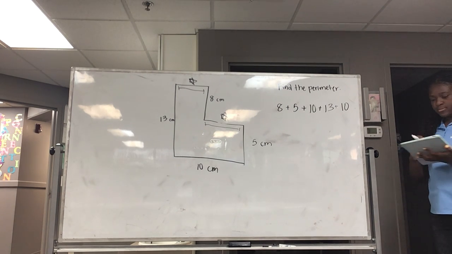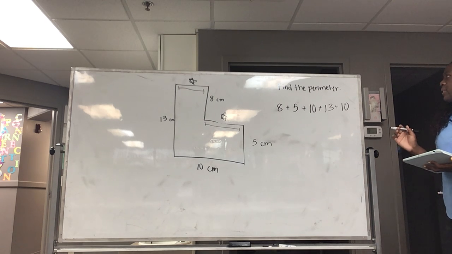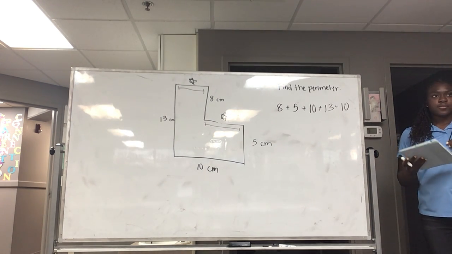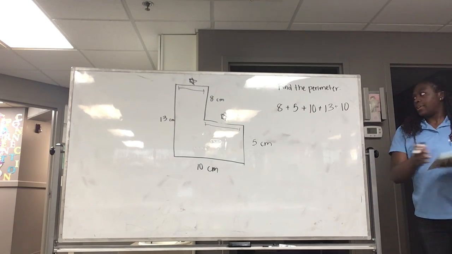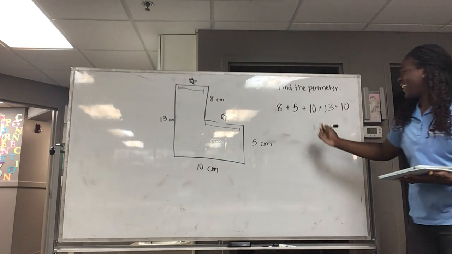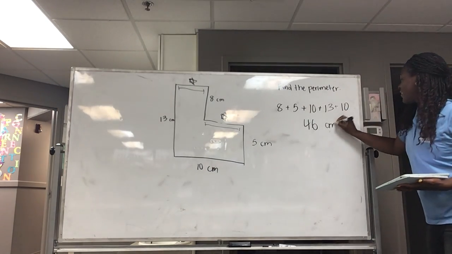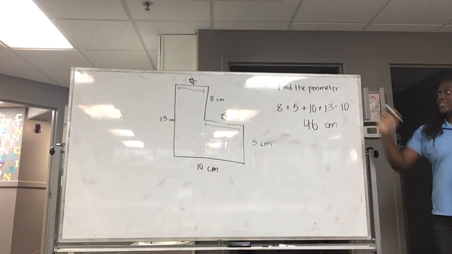54 centimeters. That's not quite what I got. I got, oh, messed it up. I got 46 centimeters. Oh, okay. Yeah, so 46 centimeters is the answer for this perimeter.